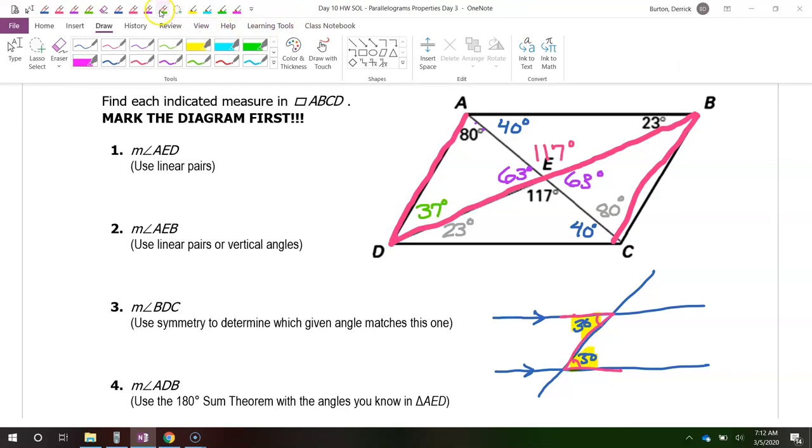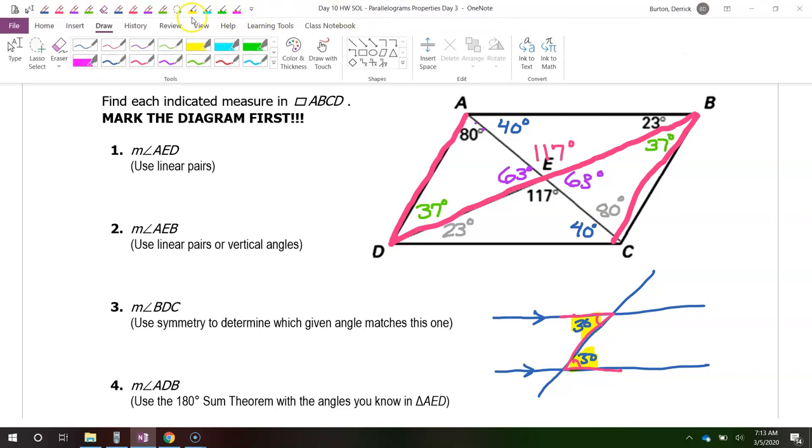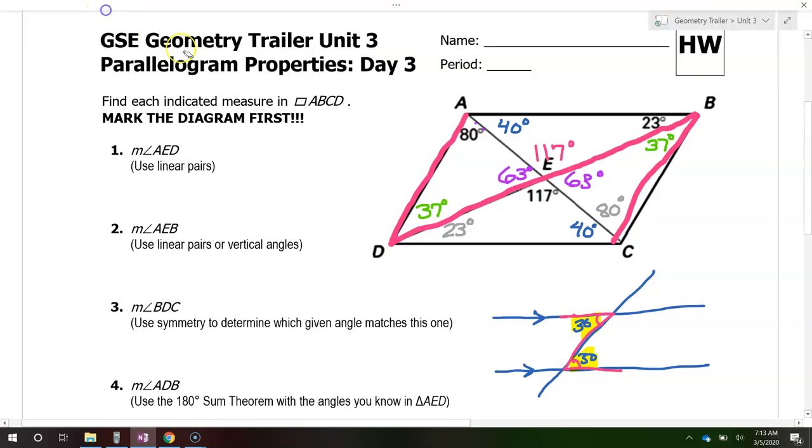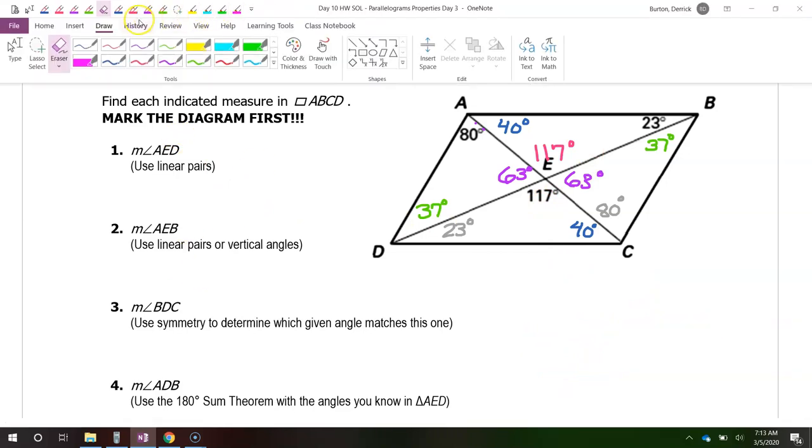So you see the 37 degrees right here in one corner. So that means the other corner should also be 37 degrees. So in that way, we are able to find from a few angles all of the missing angles in this parallelogram. So armed with all of these angles, I should be able to answer any question they want to throw at me.